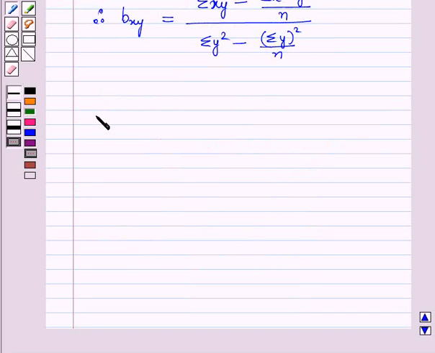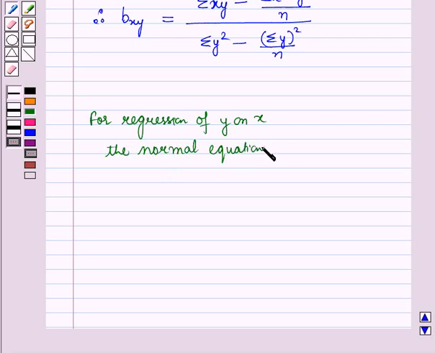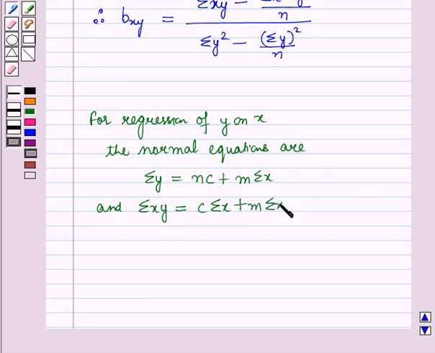Similarly, we can find for the regression of y on x, the normal equations are summation y is equal to nc + m summation x, and summation of xy is equal to c summation x + m summation x².